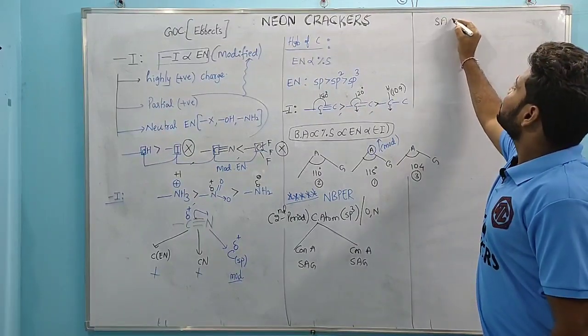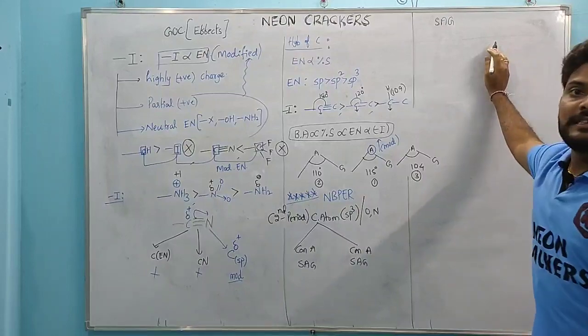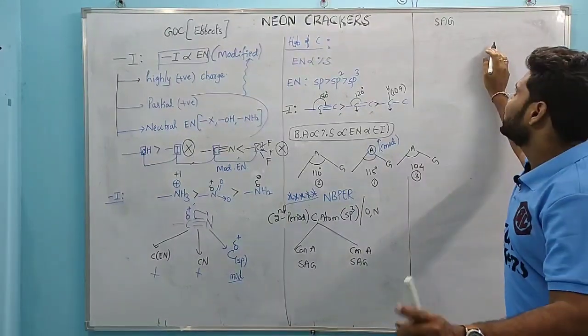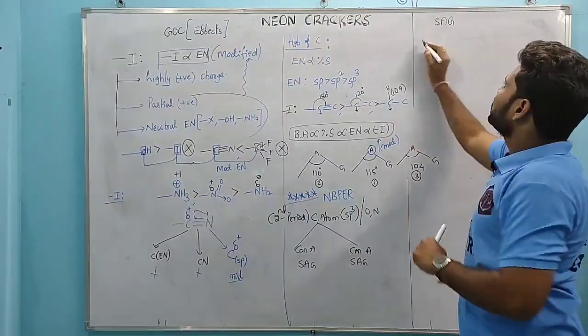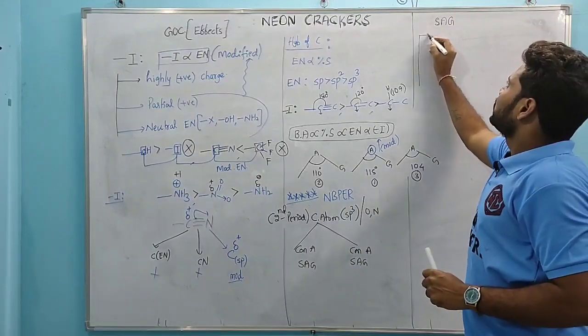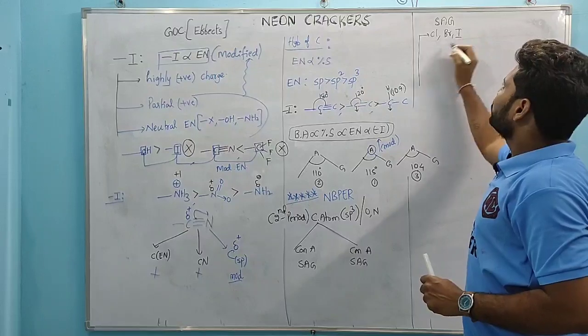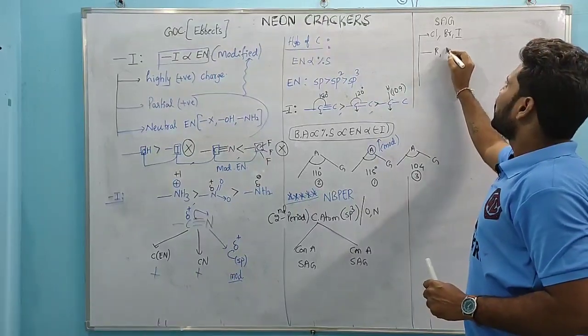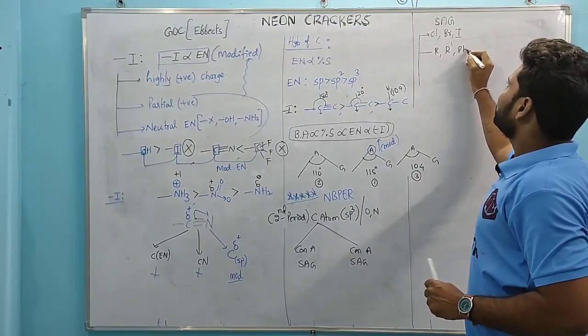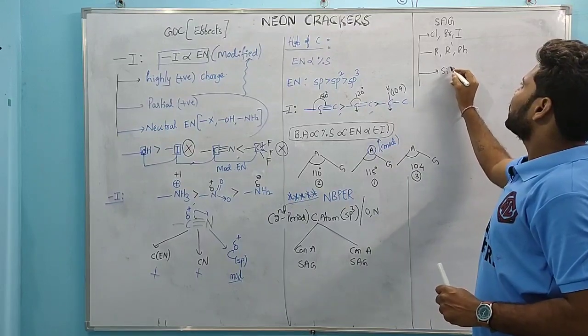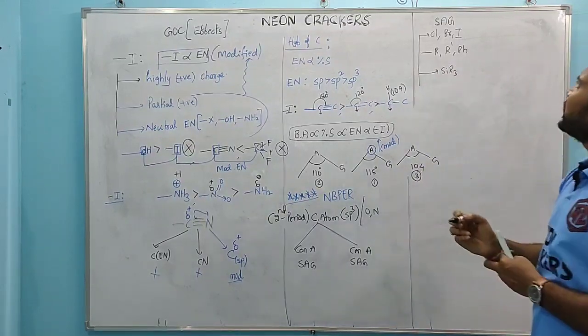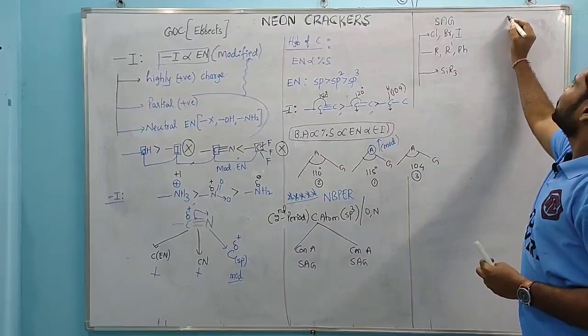So SAG is nothing but a sterically active group. What is it? Sterically active group. So these are certain kinds of bulkier groups. Maybe chloro, bromo, iodo. Next one is alkyl group, R. Next one is Ph. Next one is SiR3 type, anything like this. Bulkier atoms.